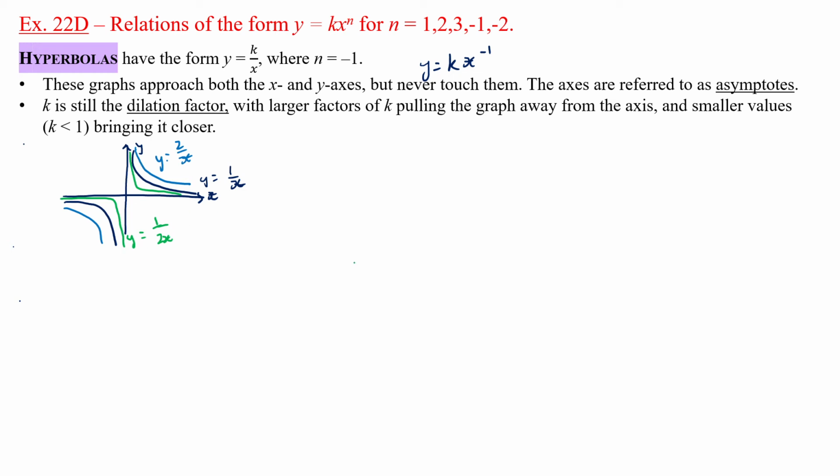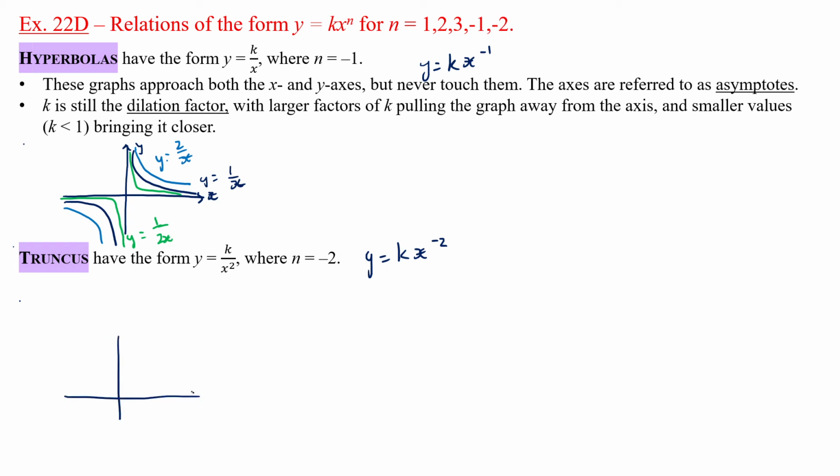and then we would have graphs in the opposite quadrants, okay. Finally, the last type of nonlinear graph that we'll be looking at in this course is called a truncus. These have the form y equals k over x squared, where n equals -2. We can also write that as y equals kx to the power of -2. These graphs look a little bit like this. If I have my x and y axes, I have this shape, similar to the hyperbola, but both sides are positive now.